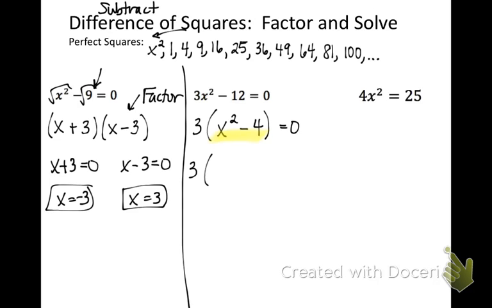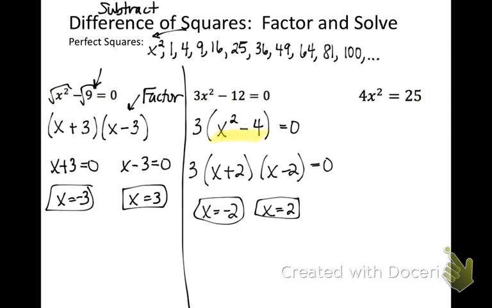So my factored form is going to be x plus 2 and x minus 2, just like this. I got the 2's because the square root of 4 is 2. If I set them equal to 0, I get x equals negative 2 and x equals positive 2. For your factored form, you have to have this 3 out front. You can't leave it off.